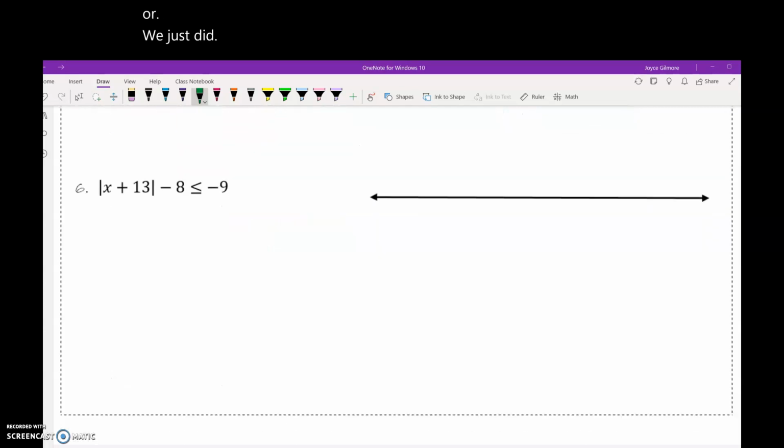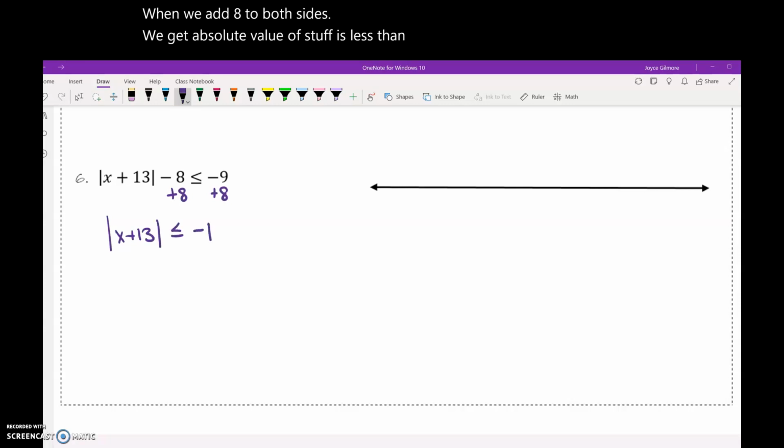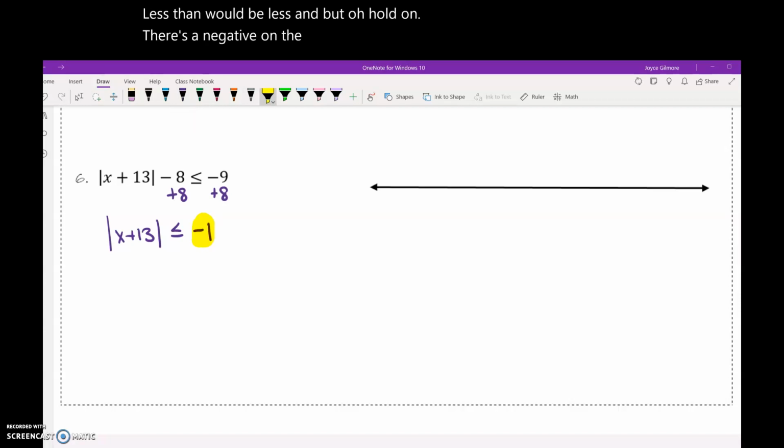Let's look at number 6. When we add 8 to both sides, we get absolute value of stuff is less than or equal to -1. Less than would be less and, but oh, hold on. There's a negative on the right side when we have absolute value on the left side.